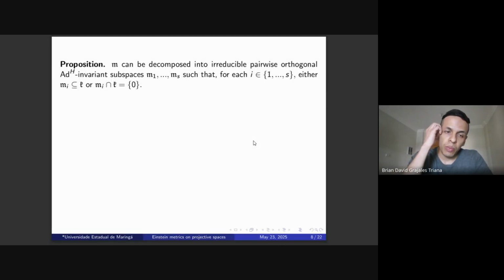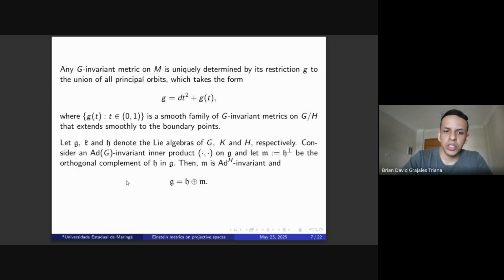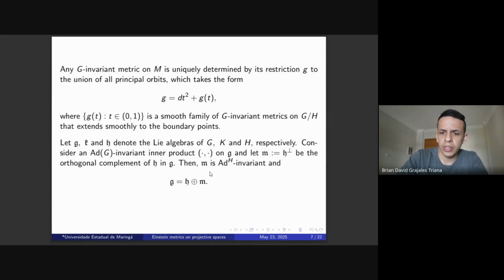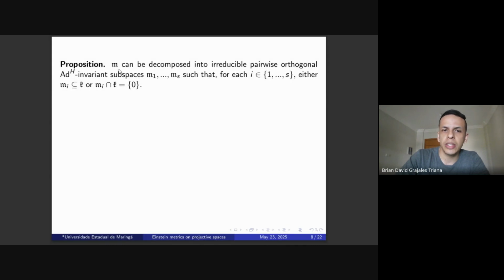But we can decompose. Since we are considering G compact, the isotropy representation of the principal orbit is completely reducible. So you can decompose this subspace M into pairwise orthogonal, irreducible, H-invariant subspaces M_1 to M_s. We can construct a particular decomposition in such a way that each submodule is contained in the Lie algebra of K, or the intersection of the submodule with the Lie algebra of K is trivial.